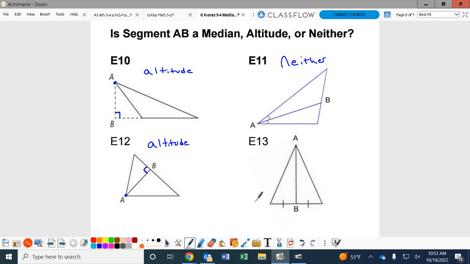And the last one, guys, it goes from a vertex to the opposite side, it hits right here with these two parts being congruent to each other. That makes it a what? Median. Median.